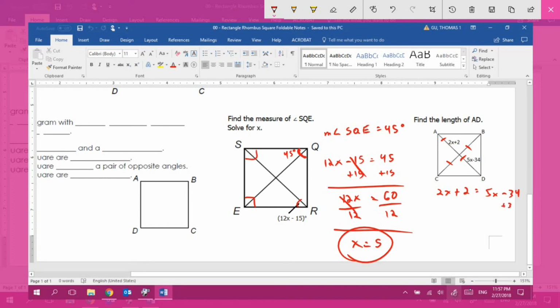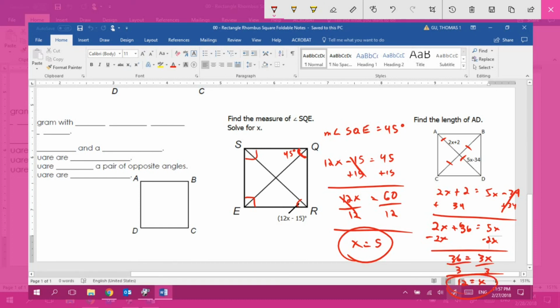So if we add 34 to both sides, boom, oh, whoops. Wow, what am I doing? That's 2x plus 36 equals 5x. Subtract 2x from both sides. 36 equals 3x, divided by 3 on both sides. And 12 equals x. Boom.